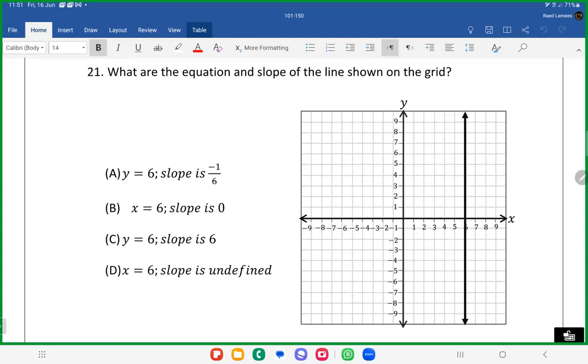هذا السؤال، What are the equation and the slope of... ببساطة سؤال سهل بس الطلاب ممكن يضيعوا فيه. What's the equation of a vertical line? x equals, أكيد حيكون جوابي يا إما b يا إما d. The slope of any horizontal line is equal 0. The slope of any vertical line is undefined. So what's the answer in this case? The answer is D.